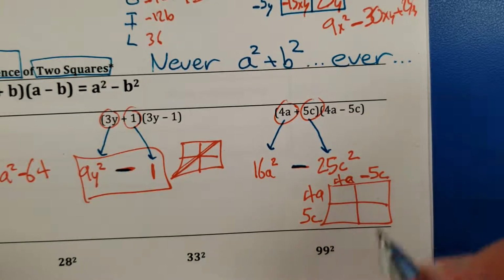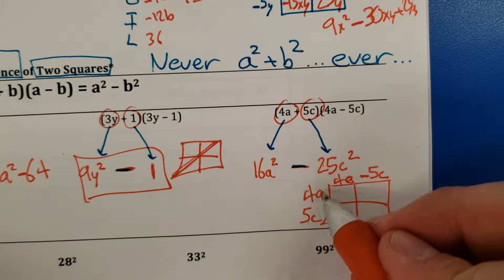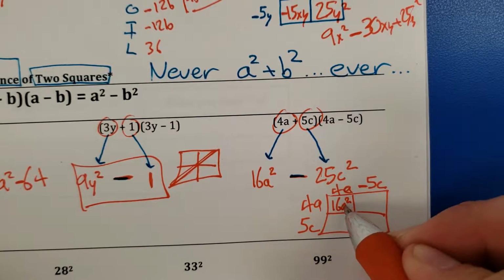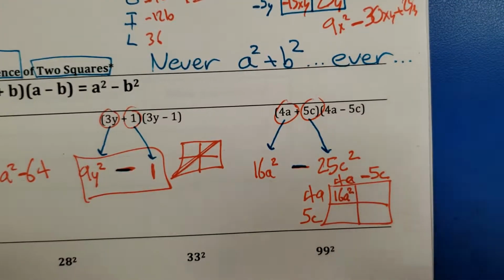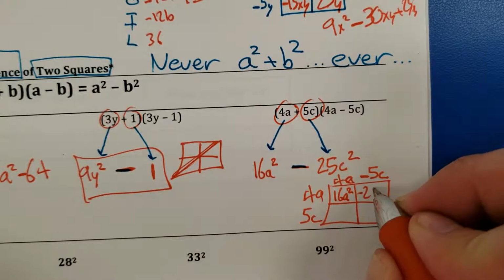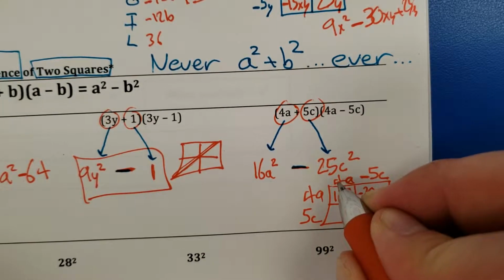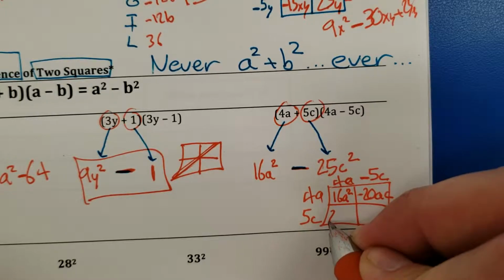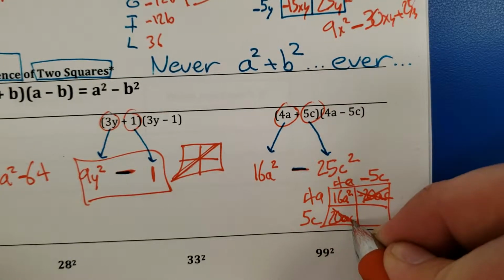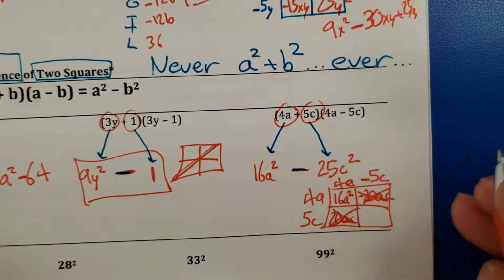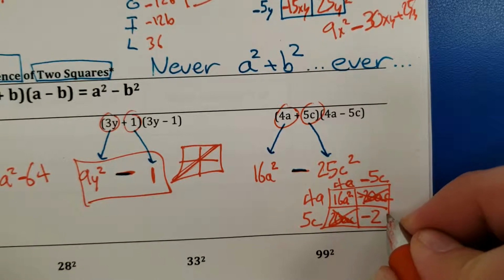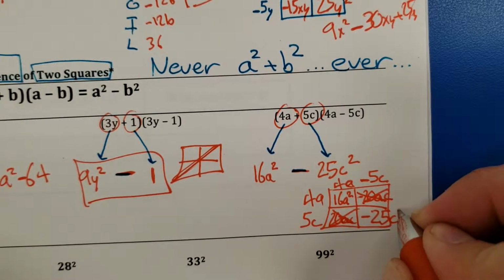Okay, 5c, there we go. Maybe I should write it down right, 4a. So 4 times 4 is 16. A times a is a squared. 4a times itself is a 16a squared. Negative 5c times a 4a would be a negative 20ac, alphabetical. Positive 4 and positive 5 is a positive 20ac. When you combine those, they're gone. Negative 5 times a negative c is a negative 5 times a positive 5, is a negative 25. C squared. There you go.